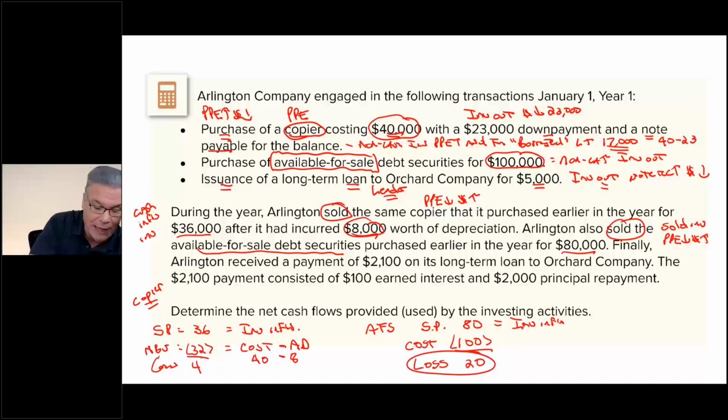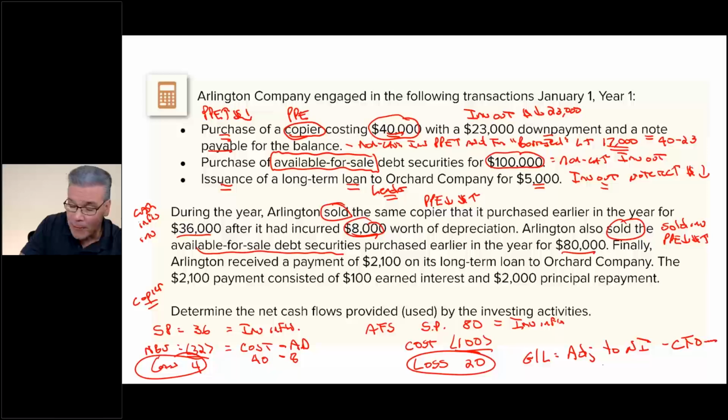What do you do with the gain or loss? The gain or loss is an adjustment to net income when you do cash flow from operations under the indirect method.